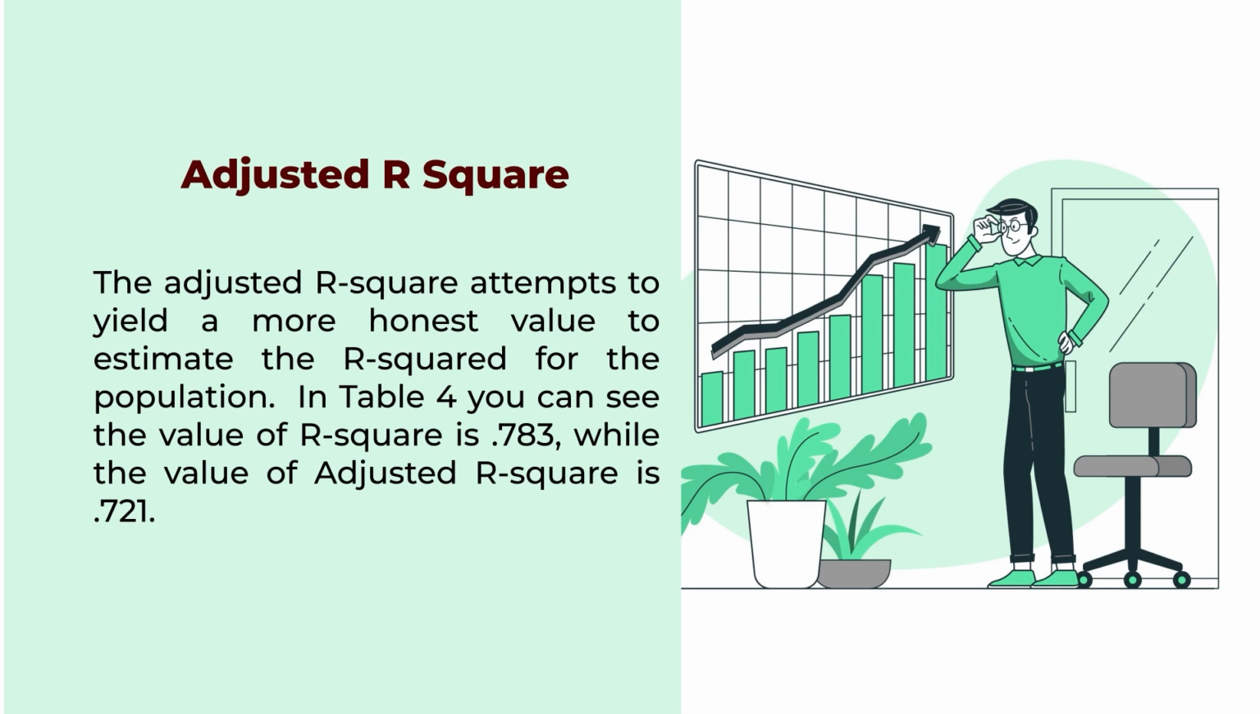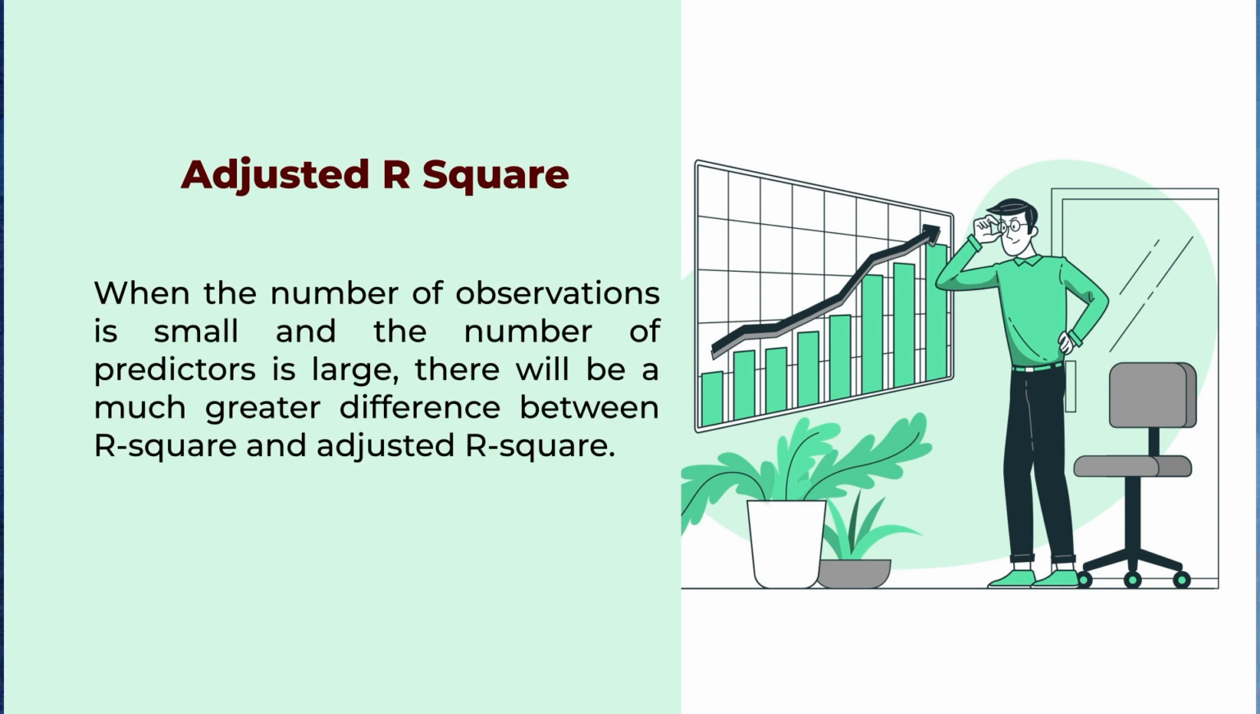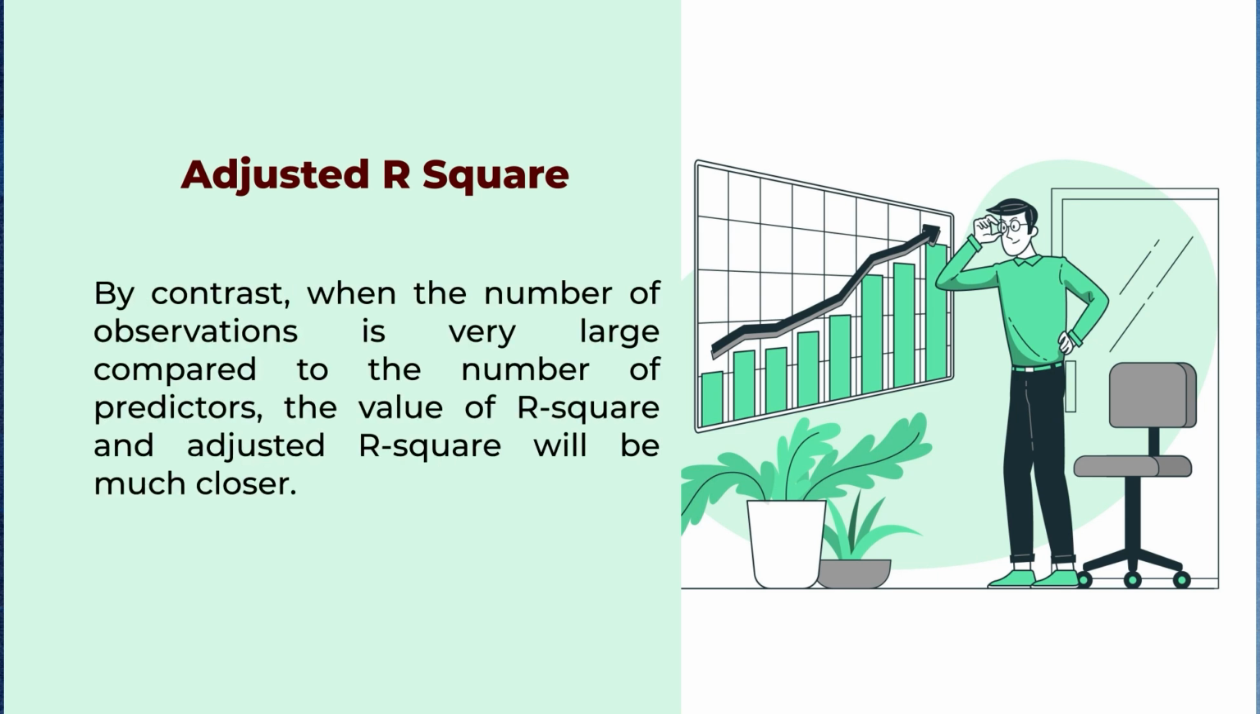In table 4, you can see the value of R square is 0.783, while the value of adjusted R square is 0.721. When the number of observations is small and the number of predictors is large, there will be a much greater difference between R square and adjusted R square. By contrast, when the number of observations is very large compared to the number of predictors, the value of R square and adjusted R square will be much closer.